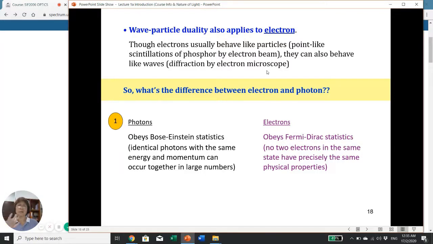So, what are the differences between electrons and photons then? Photons obey Bose-Einstein statistics, which tells you that identical photons with the same energy and momentum can exist together in very large numbers. But electrons obey Fermi-Dirac statistics, which tells us that no two electrons in the same state can have precisely the same physical properties.